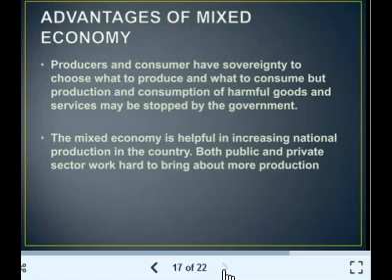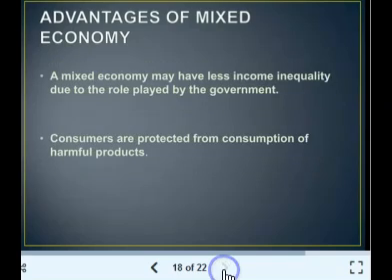The mixed economy is also helpful in increasing the national production of the country. Both public and private sectors really try to work hard to bring about more production to support the society and distribute those goods and services across the board.